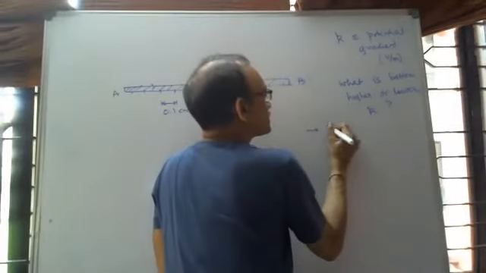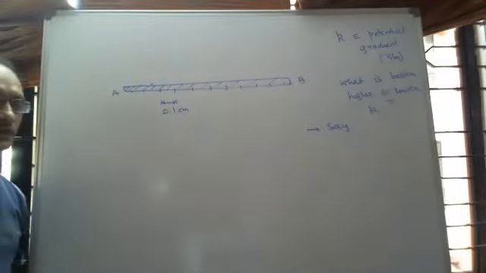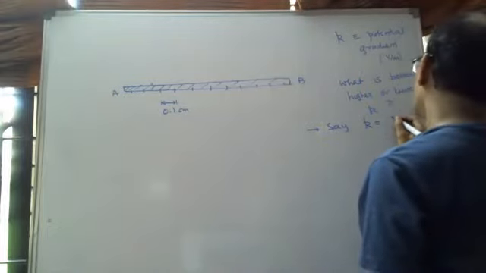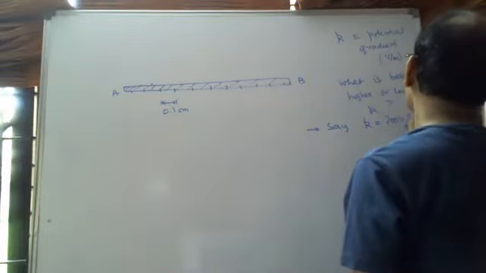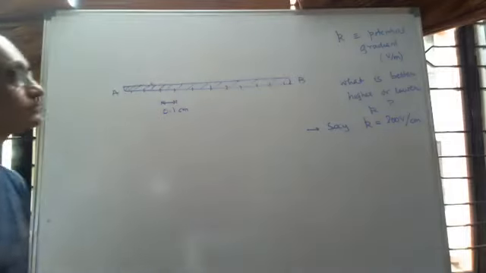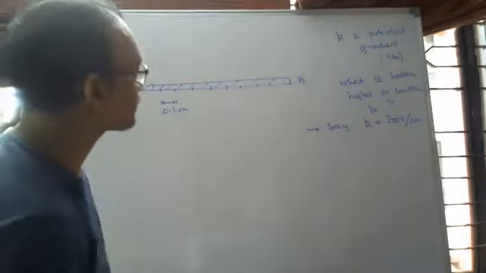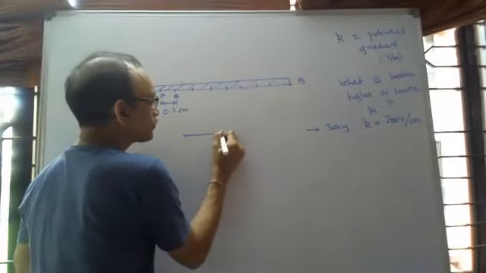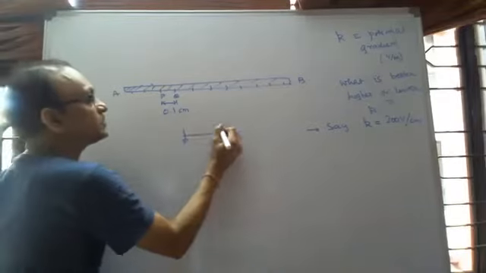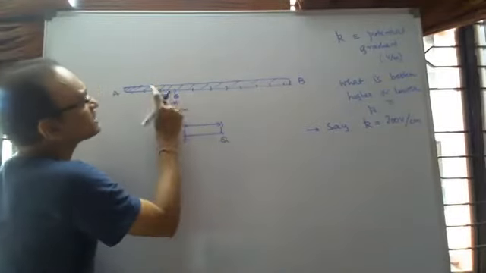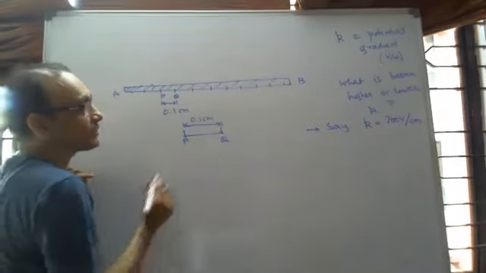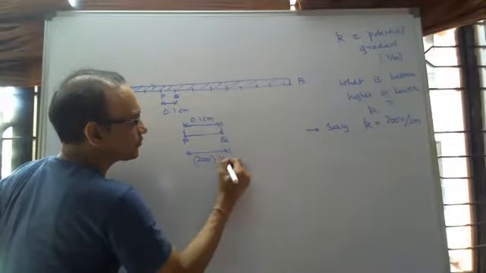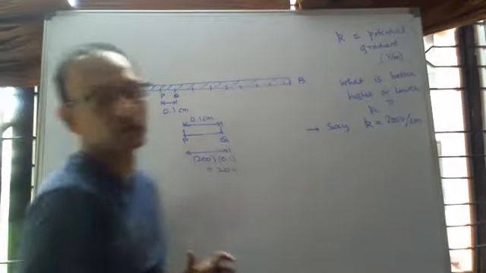Suppose K is, say, 200 volts per centimeter. तो अगर K 200 volts per centimeter है and then I have 2 points P and Q, and these are two nearest points on the scale, 0.1 centimeter. इनमें potential difference कितना होगा? 200 volts per centimeter into 0.1 centimeter, which is 20 volts, will be the potential difference between P and Q.